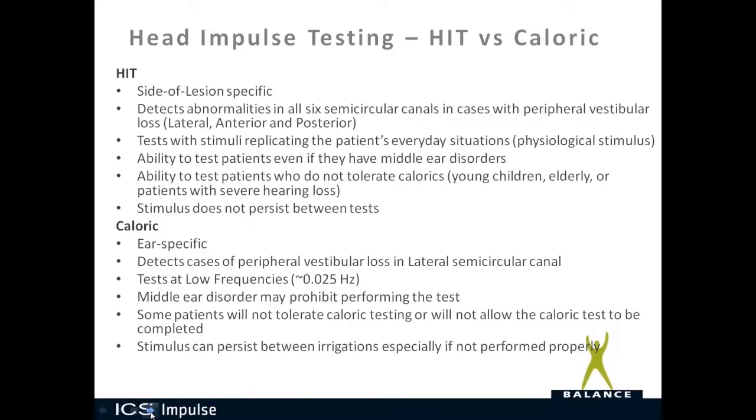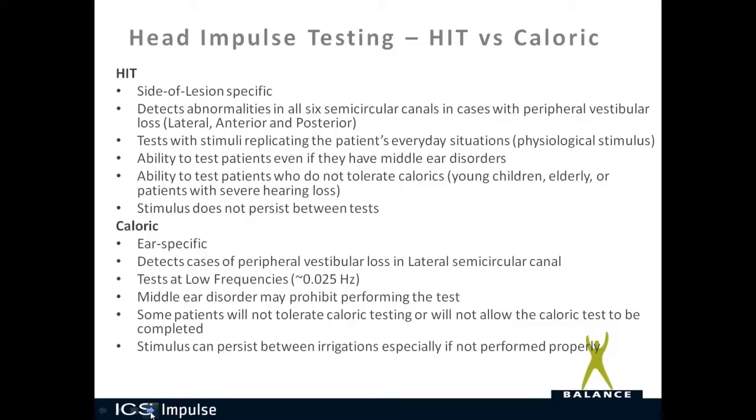every day. The head impulse test has the ability to test patients even if they have middle ear disorders. On the caloric, if the patient has a middle ear disorder, it may prohibit performing the test. As we know with calorics, when we're trying to look at a unilateral weakness, we need to make sure that both ears anatomically are the same. You can't have one with middle ear effusion and one without, or one with a mastoidectomy and one without. Those 2 ears need to be similar in order to compare them and to get your unilateral weakness.